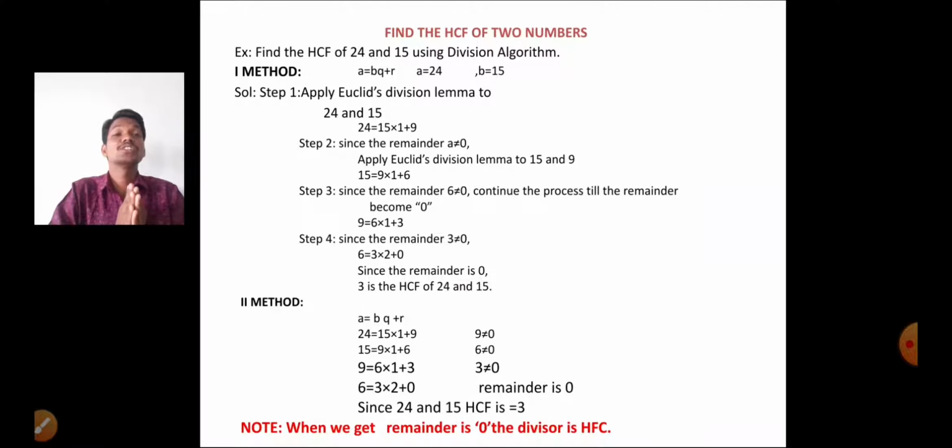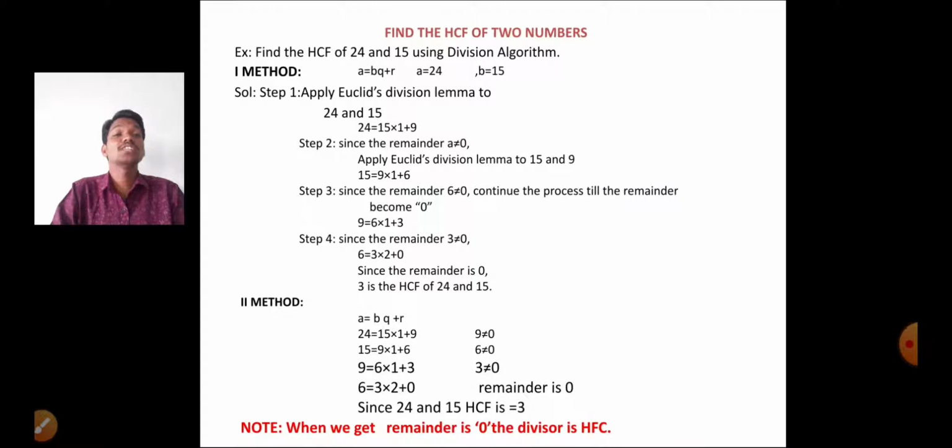So the second method. Let me substitute 24 and 15 in the above equation, a equals bq plus r. 24 equals 15 into 1 plus 9, 9 is not equal to 0. So again take the divisor as the dividend, the remainder as the divisor. 15 equals 9 into 1 plus 6. So 6 is not equal to 0. So again the divisor becomes the dividend, the remainder becomes the divisor. So 9 equals 6 into 1 plus 3.